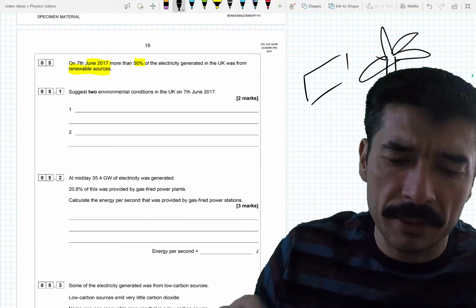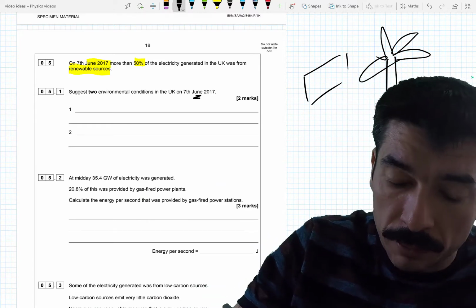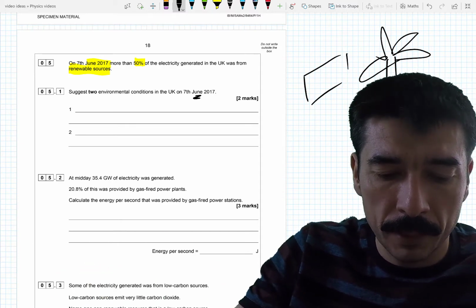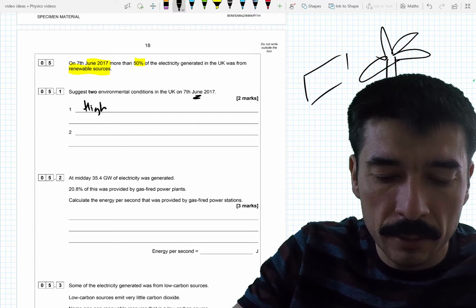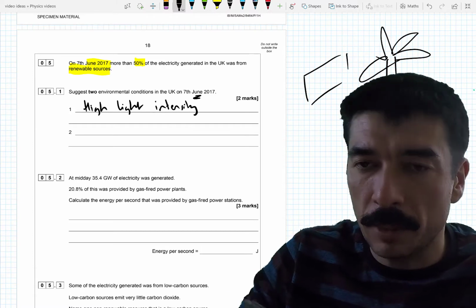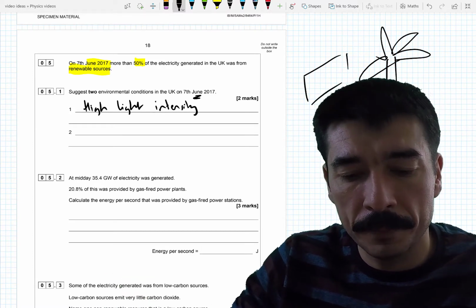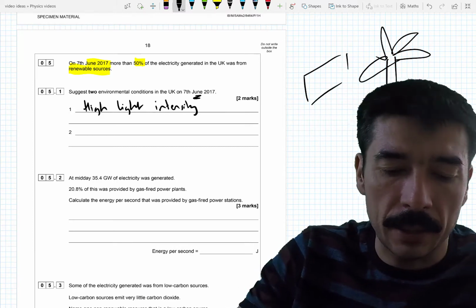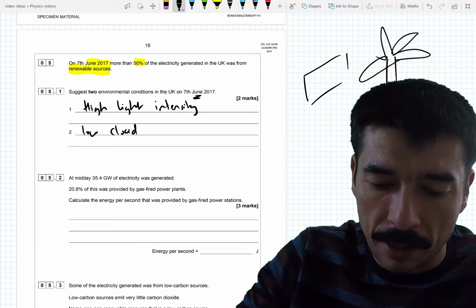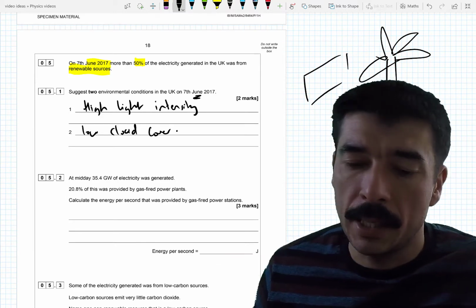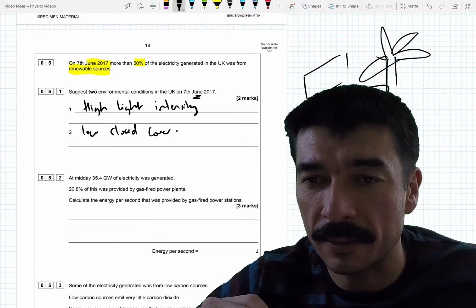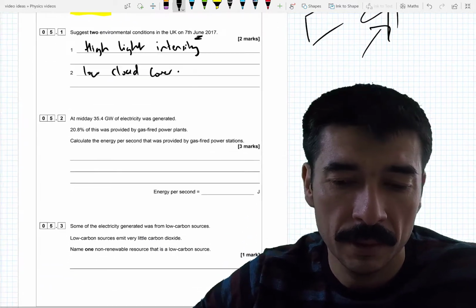But they're asking for environmental conditions in the UK on the 7th of June. Well, I know it's sunny, so it's summertime, right? So, high light intensity. Okay, so not much cloud, maybe. High light intensity and maybe low cloud cover. The mark scheme does say wind turbine, but I'm not sure how you're supposed to guess that from what you're given. Okay, let's have a look.